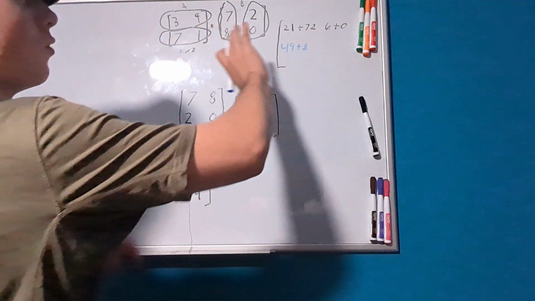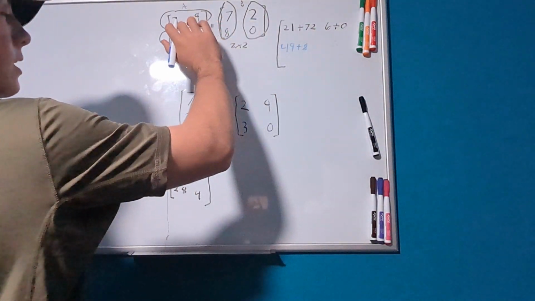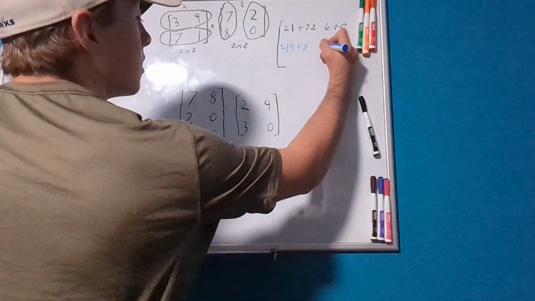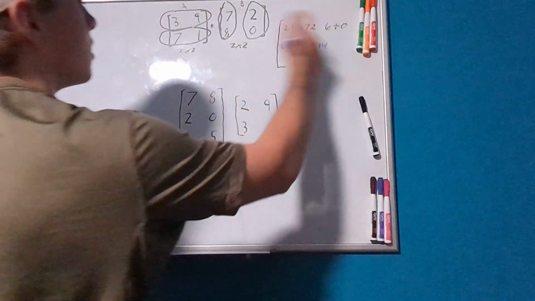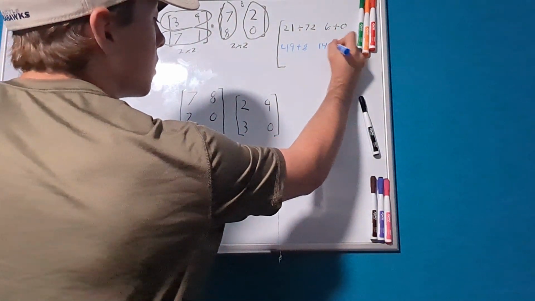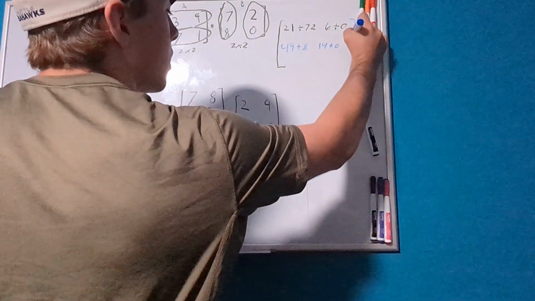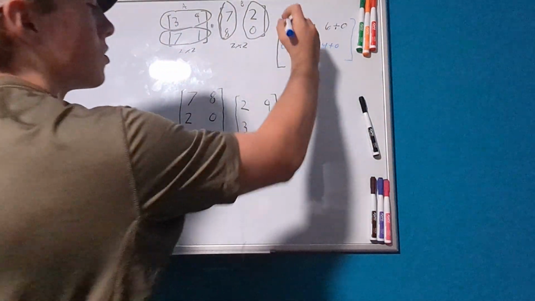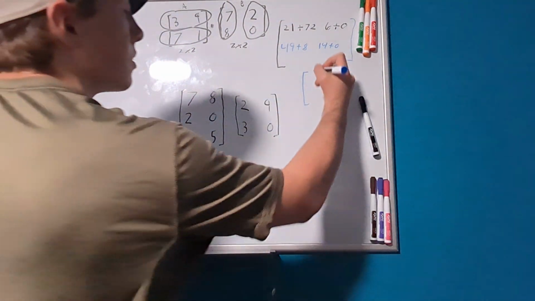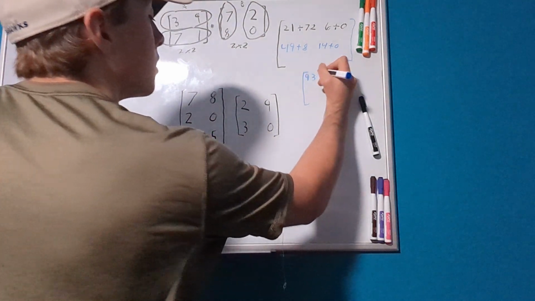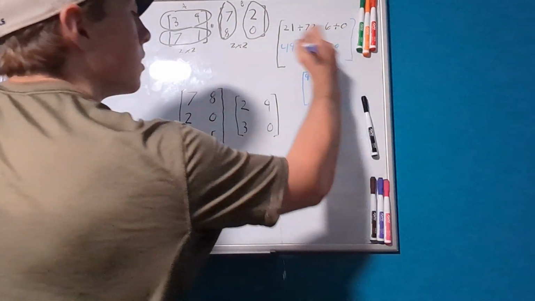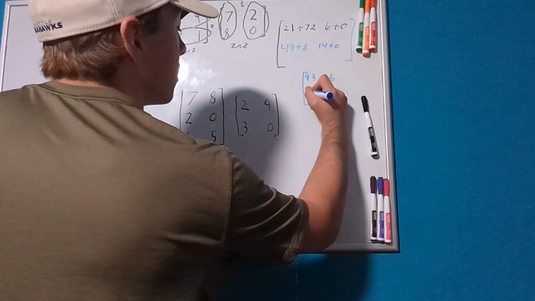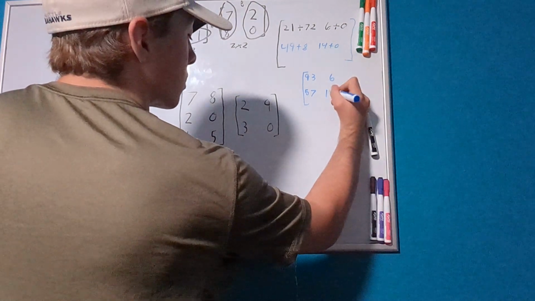Then we want to move over to figure out this one. So we're going to keep the same row, change to this column. 7 times 2 is 14. 1 times 0 is 0. Then add them together. So 21 plus 72 is 93. 6 plus 0 is 6. 49 plus 8 is 57. 14 plus 0 is 14.